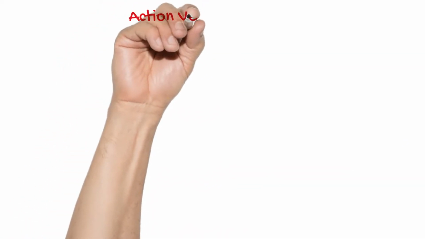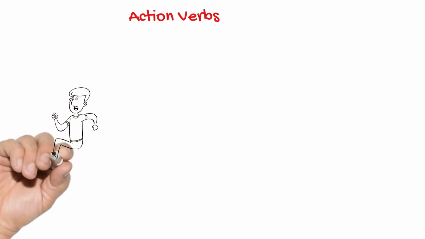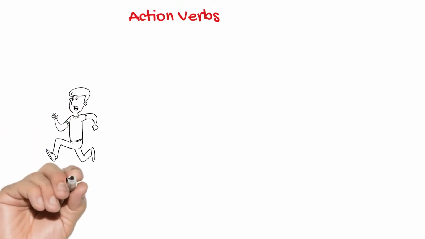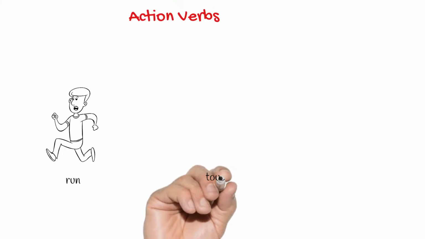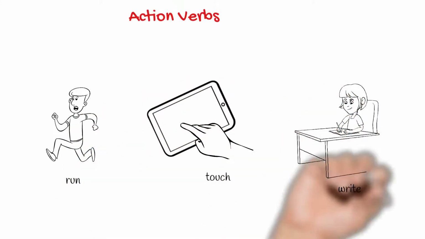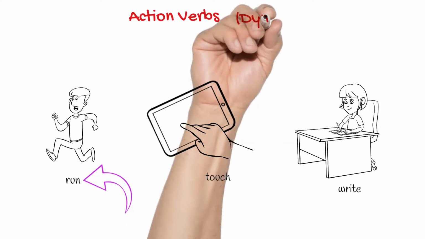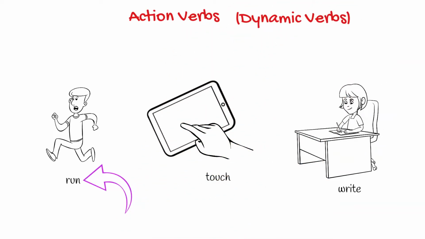Action verbs are those that express what the subject can do rather than expressing a state of being. Examples: run, touch, write, etc. Action verbs show something moving or changing. They are dynamic. Therefore, action verbs are also called dynamic verbs.